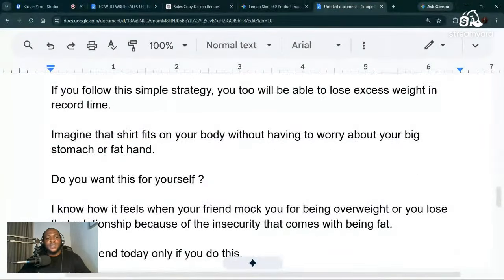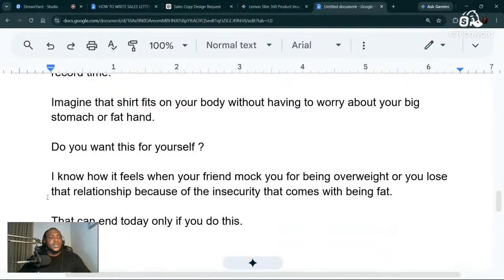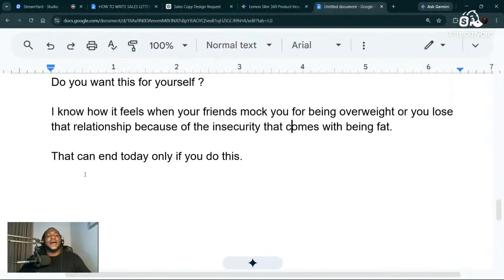Now, do you want this for yourself? I know how it feels. You know what I did here? I know how it feels when your friends mock you for being overweight, or you lose relationships because of the insecurity that comes with being fat. That can end today. If you do this, that can end today. Only if you do. That can end today.